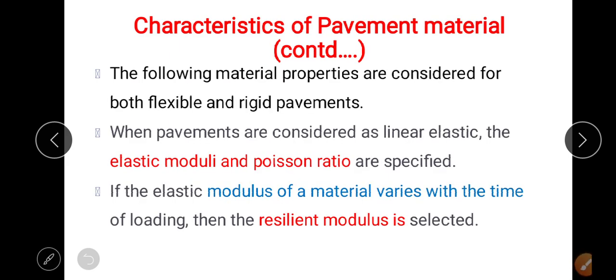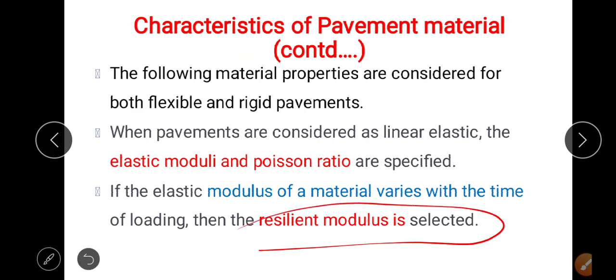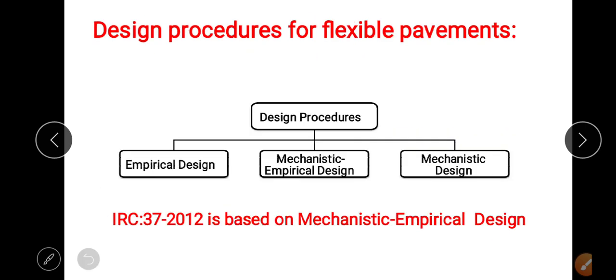Okay. The following material properties are considered for both flexible and rigid pavements. When pavements are considered as linear elastic, the elastic moduli and Poisson's ratio are specified. If the elastic modulus of a material varies with the time of loading, then the resilient modulus is selected. So, resilient modulus has to be selected only when the modulus of the material varies with time. Otherwise, simply elastic moduli and Poisson's ratio are specified and used in the design.